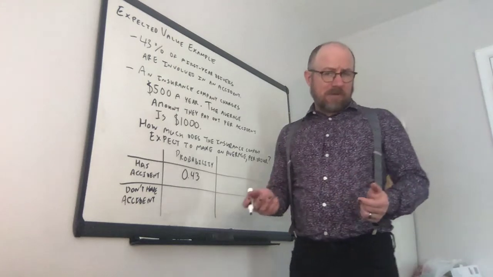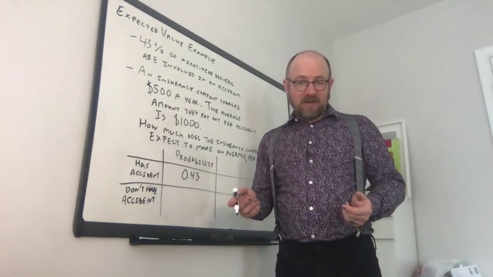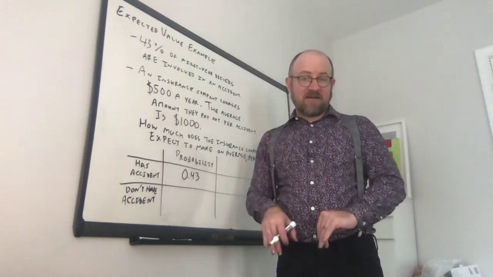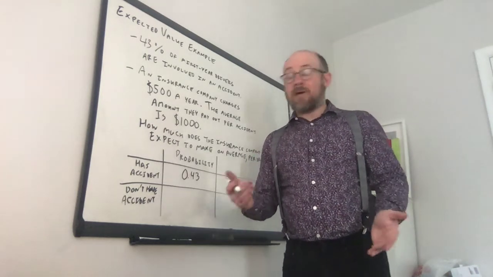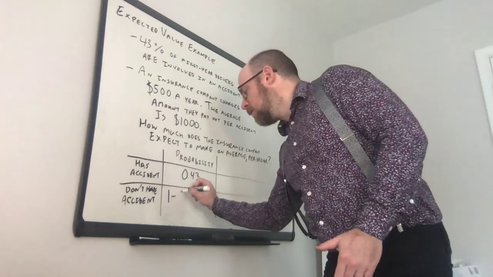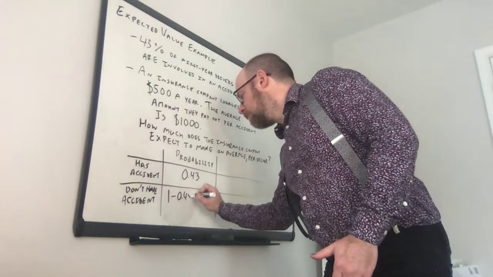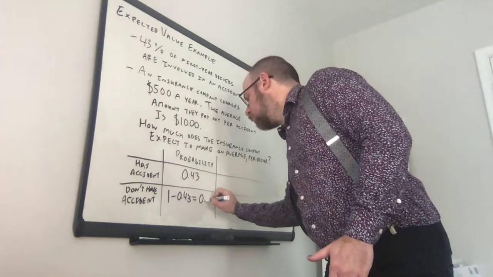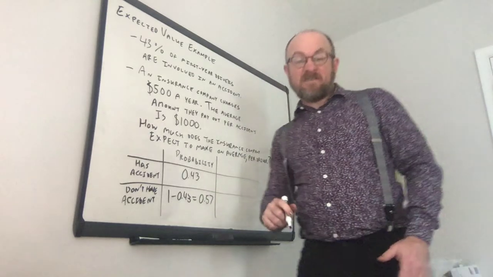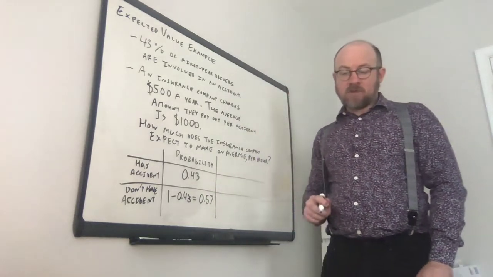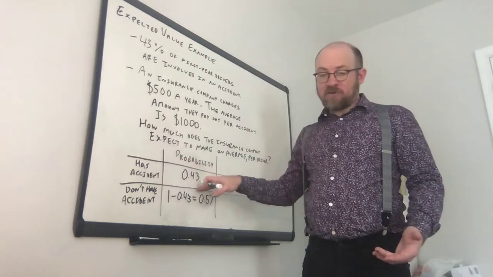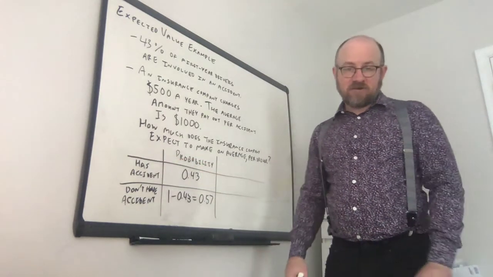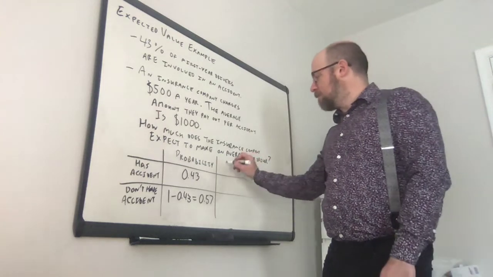How would we get the probability that you don't have an accident? Well, if you do have an accident, it's 43%. If you don't have an accident, it's going to be 1 minus that. So 1 minus 0.43, which is 57%. Okay? Complements again. Has an accident is 43%, so there's a 57% chance you don't have an accident.